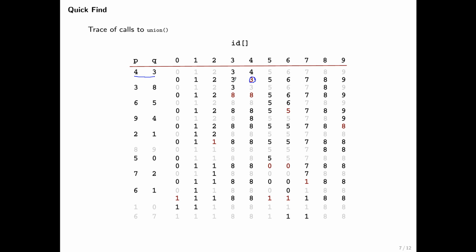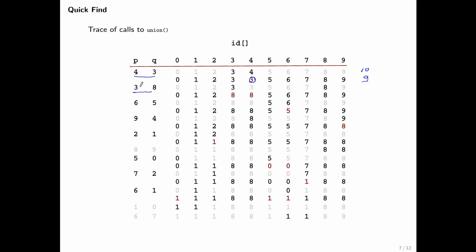And now notice that p and q have exactly the same component identifier. So 3 has the component identifier 3, and 4 has the component identifier 3. So they have been put into the same component, right? And the number of components has gone down, from 10, which is what we had to begin with, to 9, because now you have merged 4 and 3.